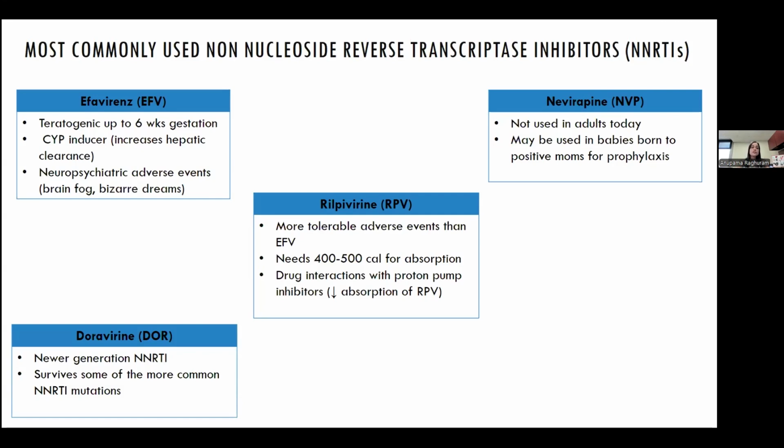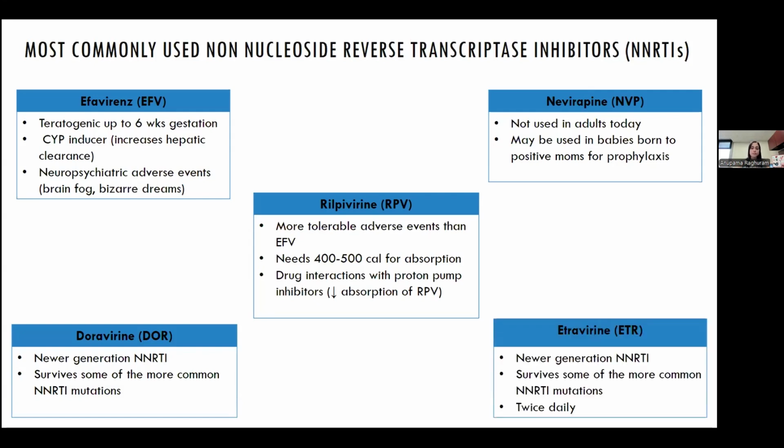Now, the even newer generation of NNRTIs includes doravirine. It does survive some of the most common resistance patterns that will affect the other three we already talked about. And it's considered to be a fairly potent medication.